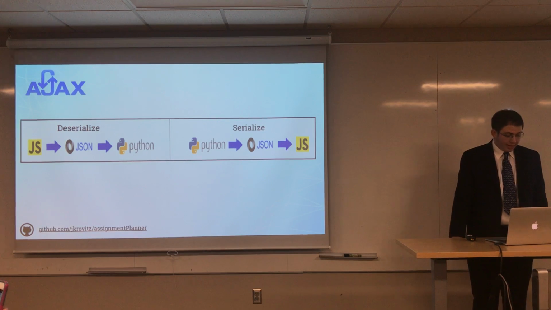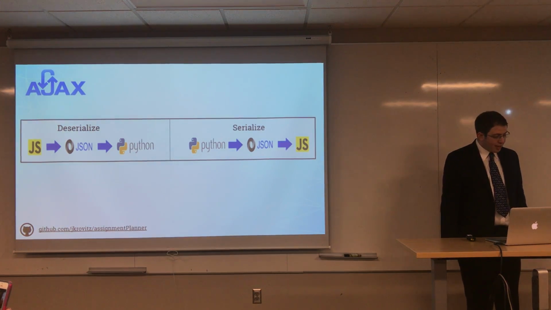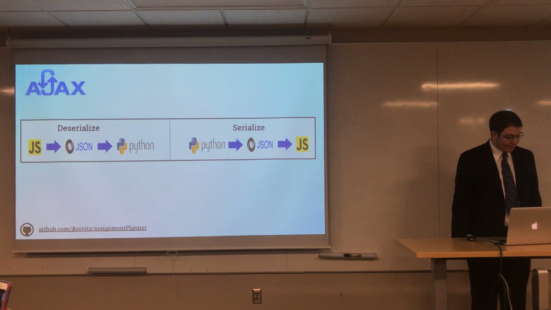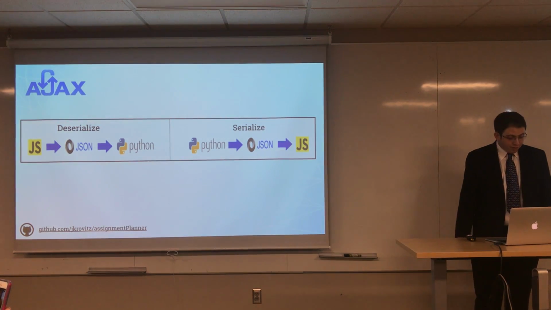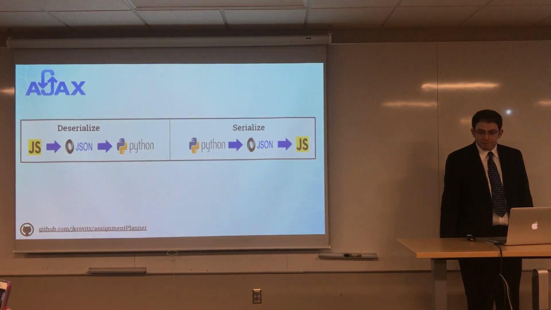AJAX calls were tricky to implement because we had to figure out how to deserialize the data so that the input from the form would be in a syntax that the SQLAlchemy database can interpret. Furthermore, we had to figure out how to serialize the data from the database so it would be output to the screen.